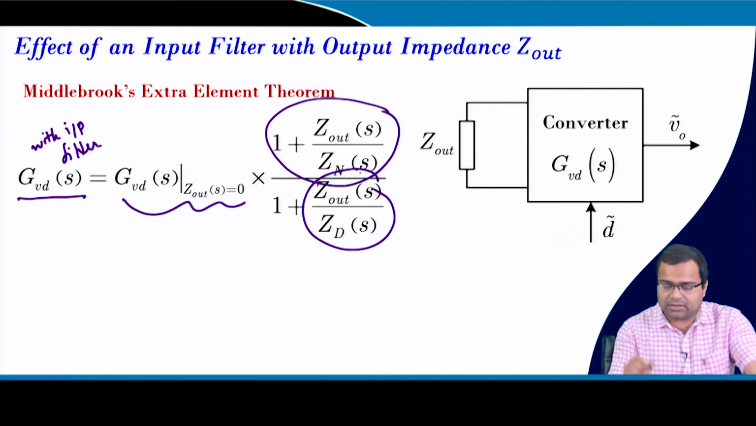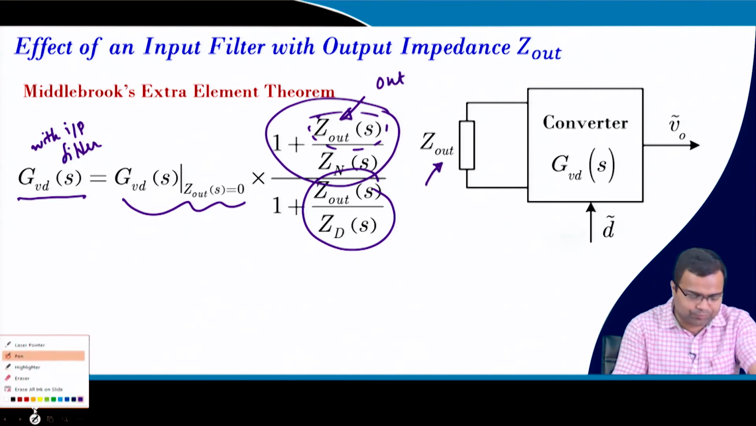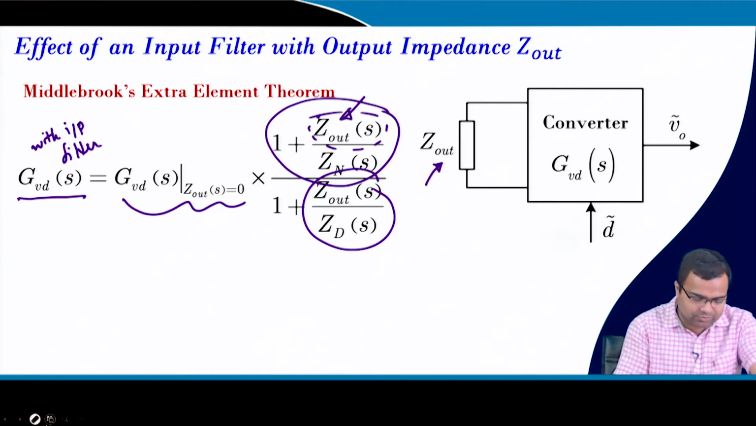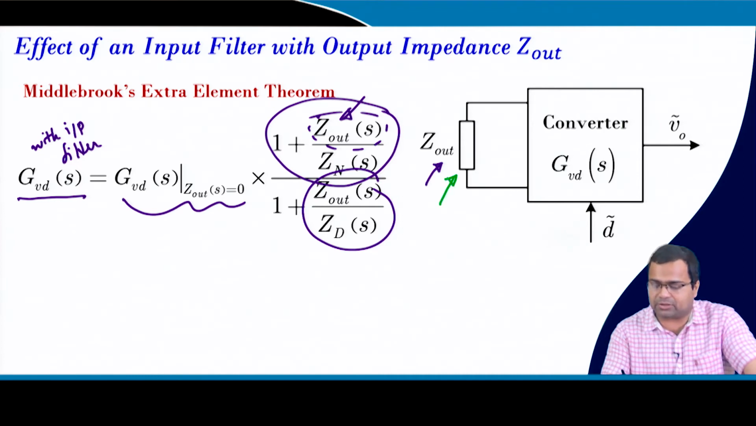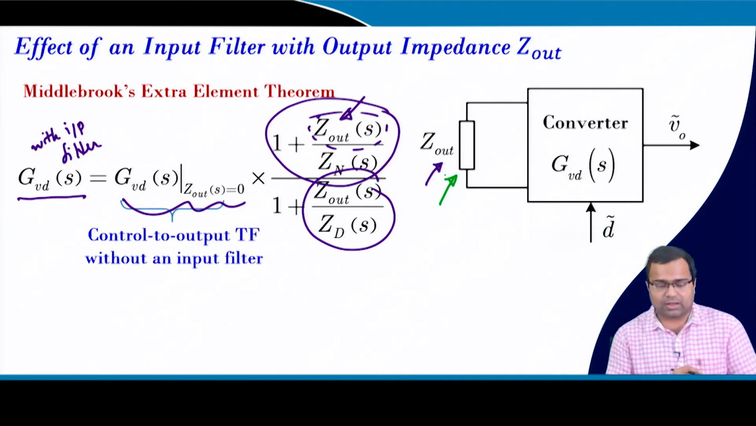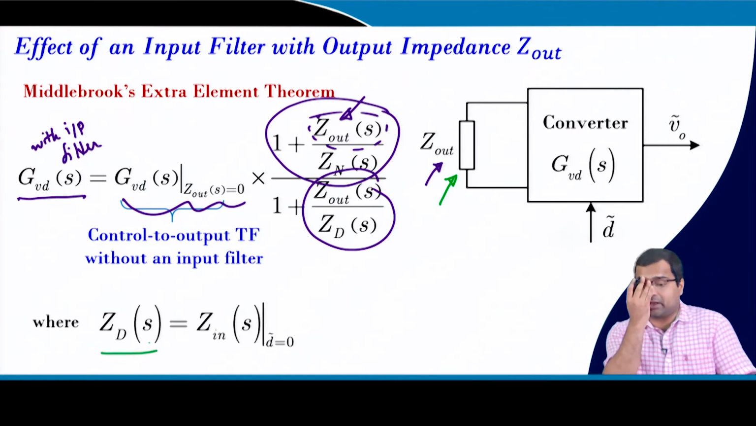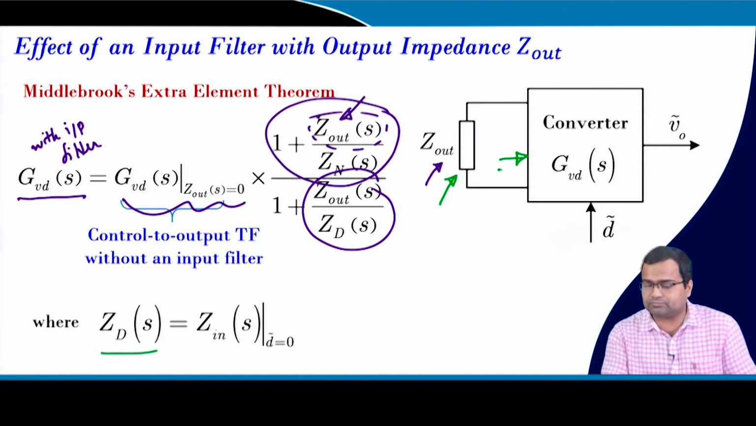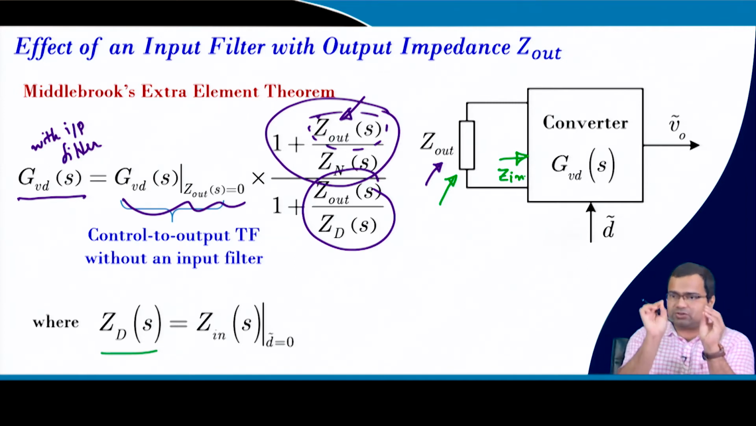What is this term? Z out is nothing but the output impedance of the input filter, this you already know. But what is Zn? This is the control to output transfer function without filter. Zd is the input impedance of the converter while considering open loop. That means there is no duty ratio perturbation.